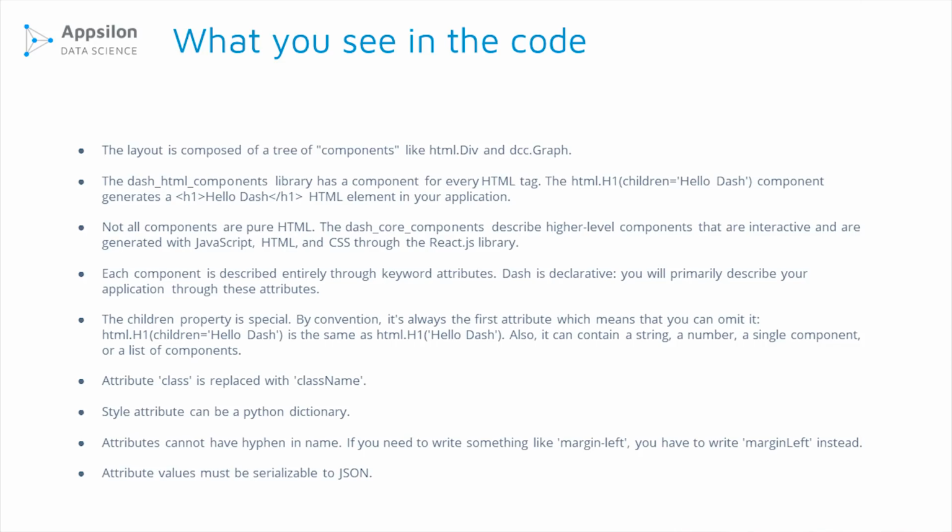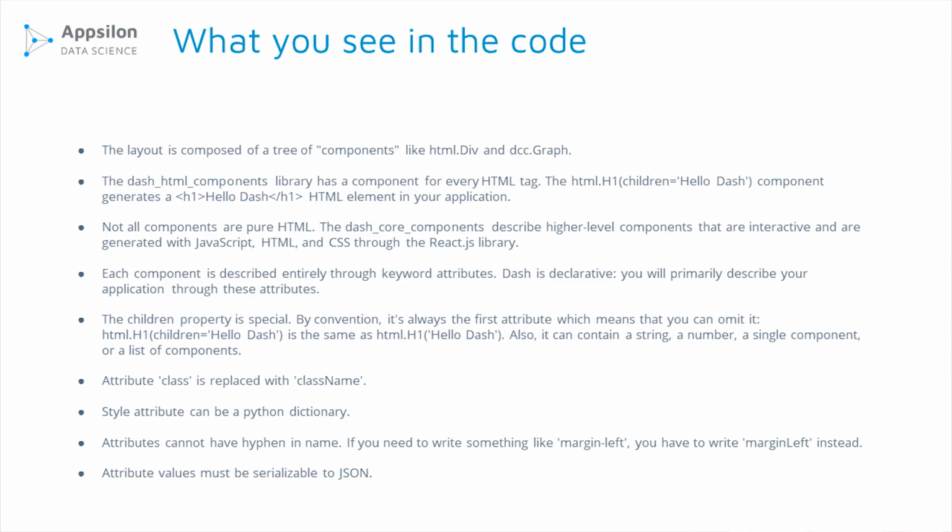So every component is described with keyword attributes, and you can hook up to any of the attributes in order to create reactivity or any interaction. From the special properties, there is a children property, which is basically the first attribute, so you can omit it. I would advise always writing it because it is more explicit. You can see what's going on there.